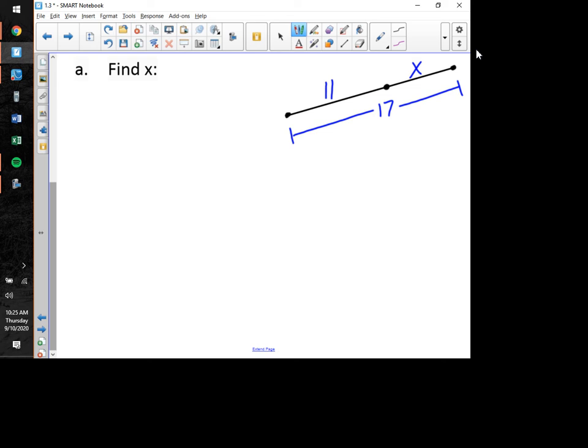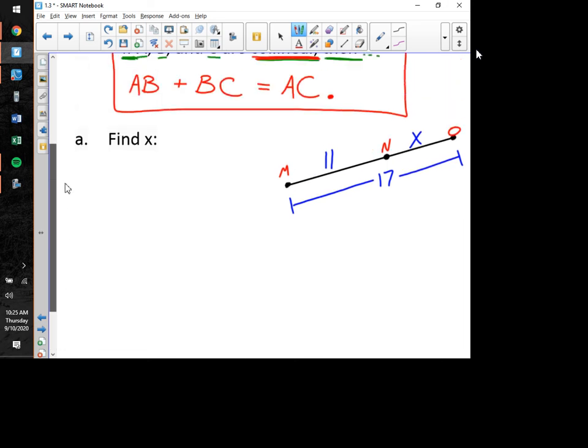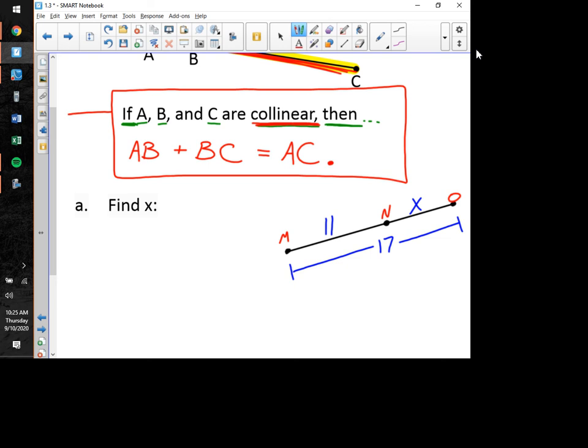So what's going on here, guys? We have 3 points, and I didn't label them, but let's call them M, N, and O, and those 3 points appear to be collinear. And collinearity is something we are allowed to assume from a diagram. Therefore, since the points are collinear, this postulate, the segment addition postulate, applies. If A, B, and C are collinear, then the measures of the 2 little segments add together, and that equals the measure of the big segment. Or as I always like to say, little segment plus little segment equals big segment.